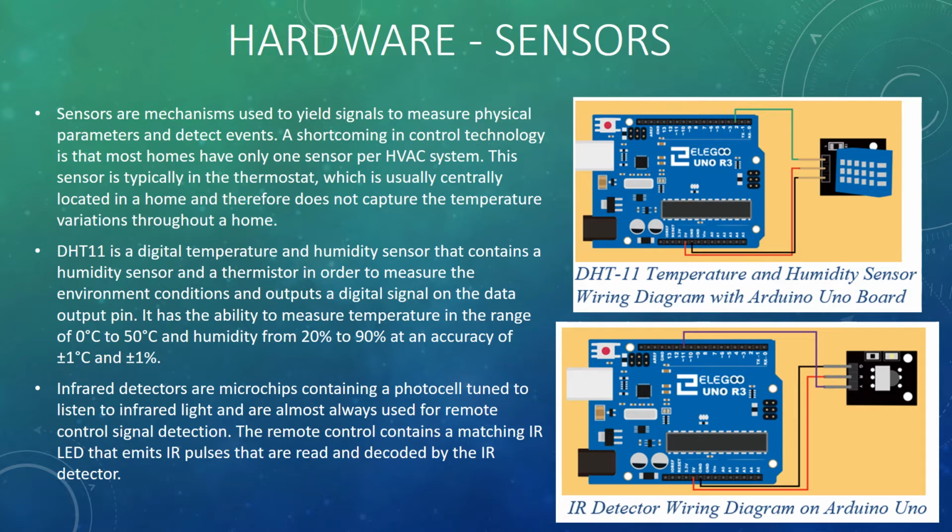Infrared detectors are microchips that contain a photocell tuned to listen to infrared light and are almost always used for remote control signal detection. The remote control contains a matching IR LED that emits IR pulses that are read and decoded by the IR detector.